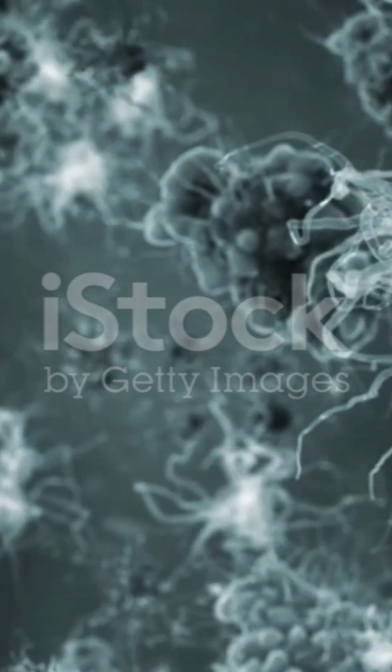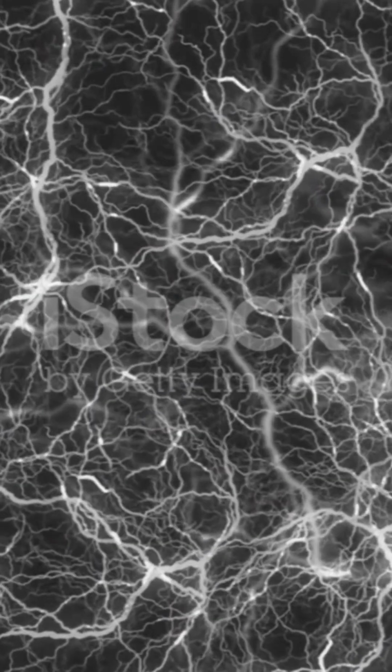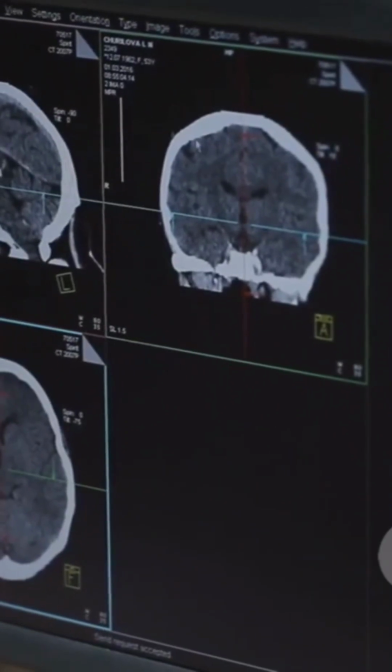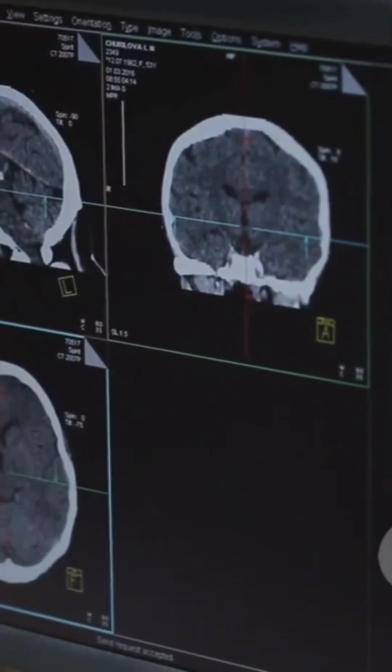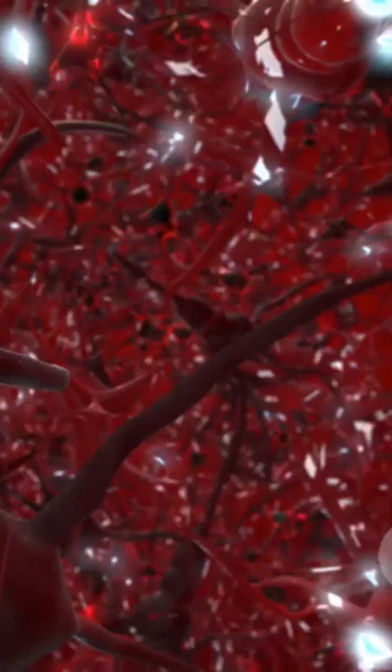Section 5. Nervous tissue, the body's control center. Nervous tissue is the body's highly specialized communication network. It is responsible for receiving, processing, and transmitting information throughout the body. This information is in the form of electrical impulses.